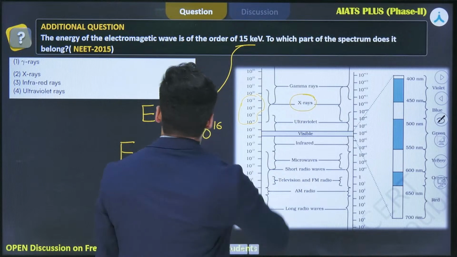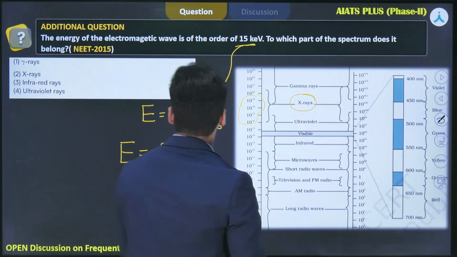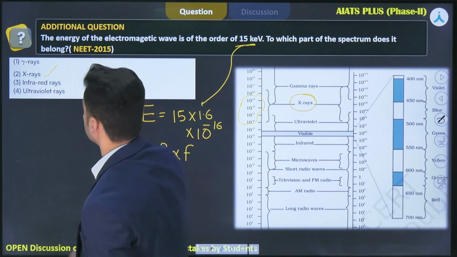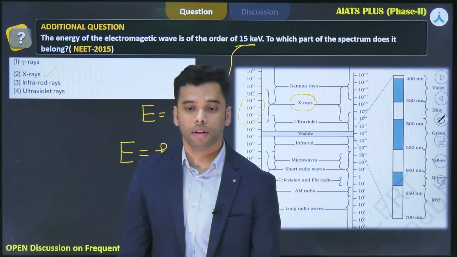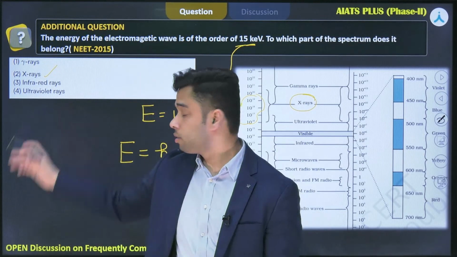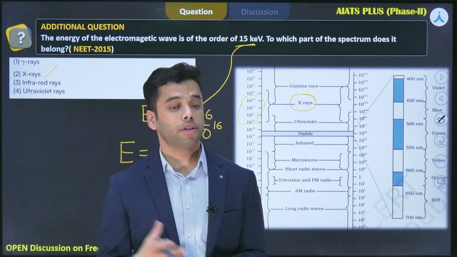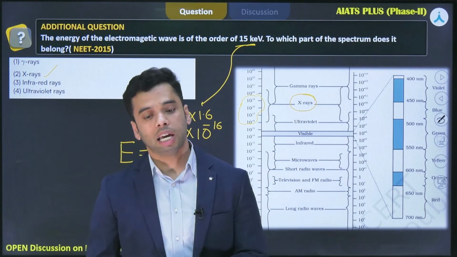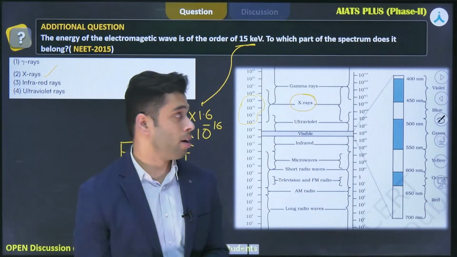And if this is X-rays, it means that this part of energy should belong to X-rays. That is option 2 should be the correct answer to this problem, right? I hope you understood how to solve such kind of problems. Yes, energy is inversely proportional to wavelength and directly proportional to frequency.